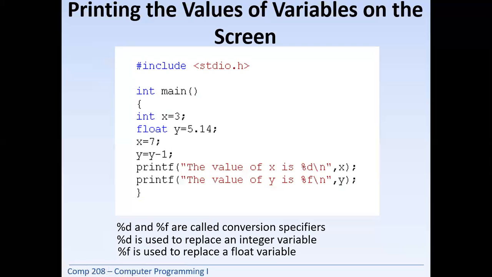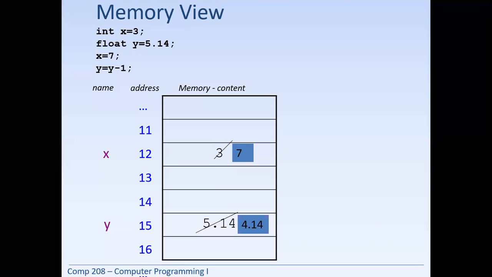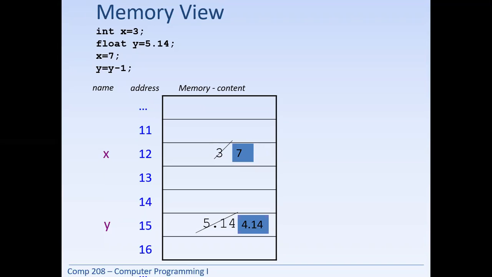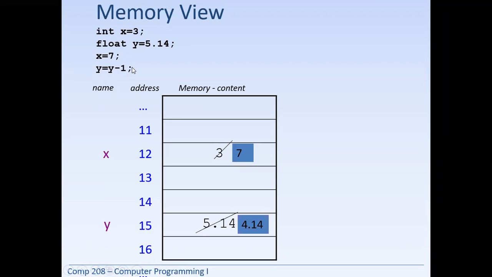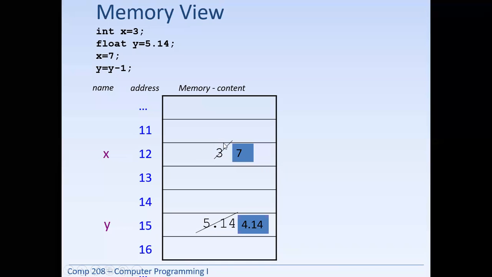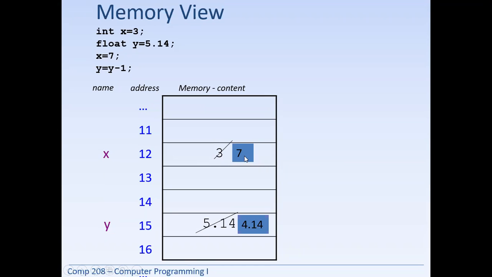Okay, I will repeat in Arabic. When we define the variables x and y with values, like here, then in the code we say x equal 7, y equal y minus 1, so we overwrite it. In the memory the old value of x equal 3, the new value will be 7, so we remove 3 and put 7 inside, overwrite it.